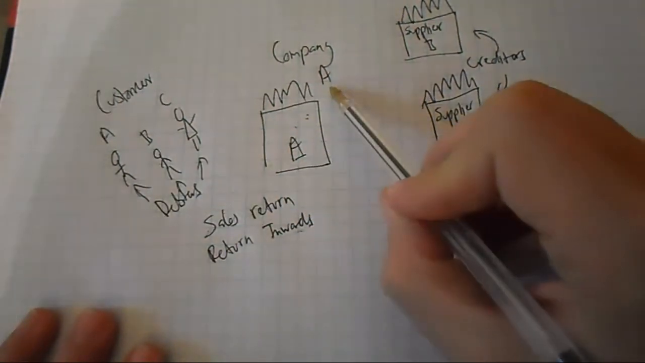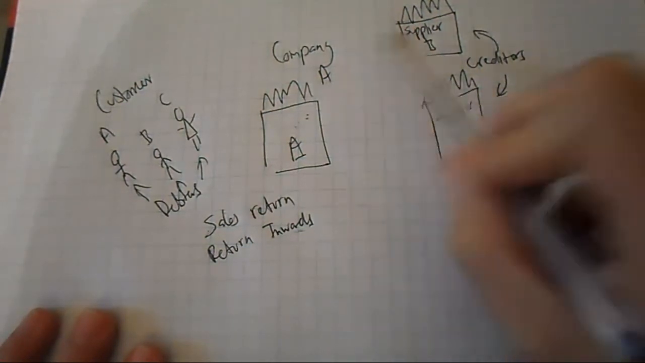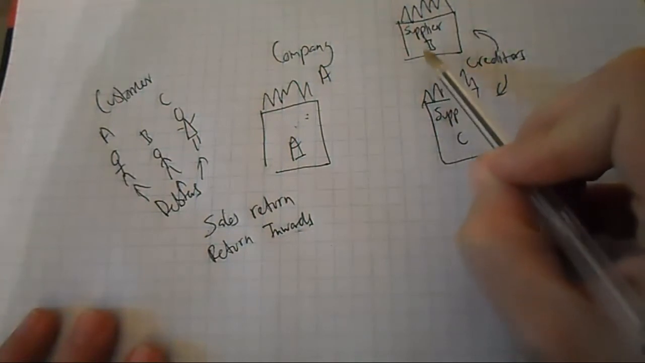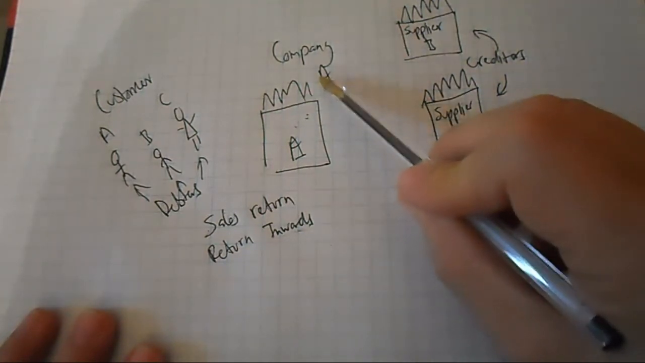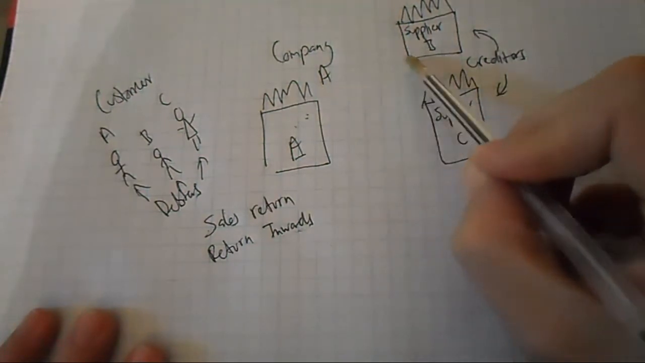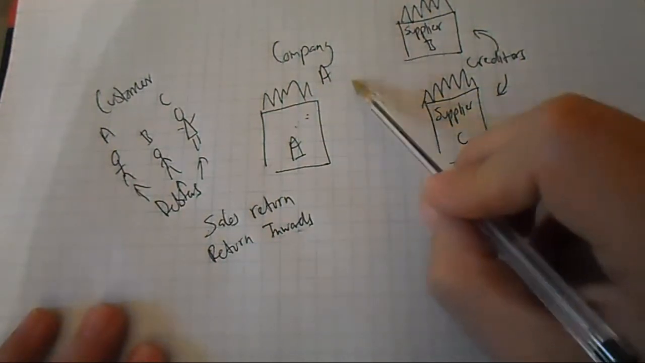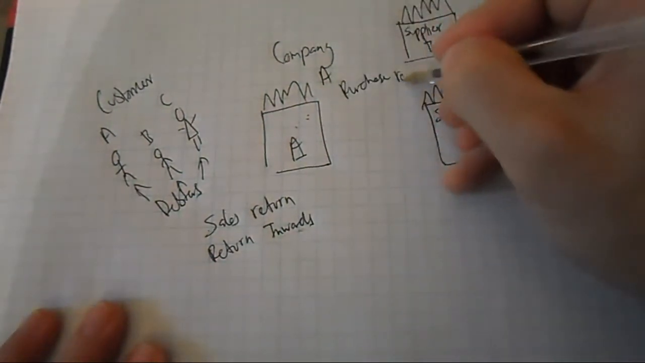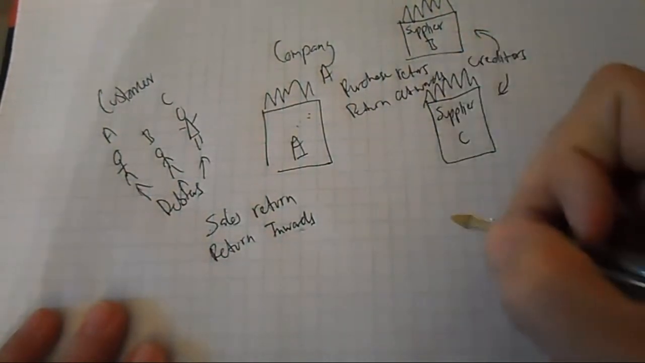But when a company buys goods from supplier B or from a creditor and Company A is not satisfied with the goods it bought, it may have an option to return the goods to supplier B or to supplier C. Now, when this happens, this will be purchase returns or return outwards.